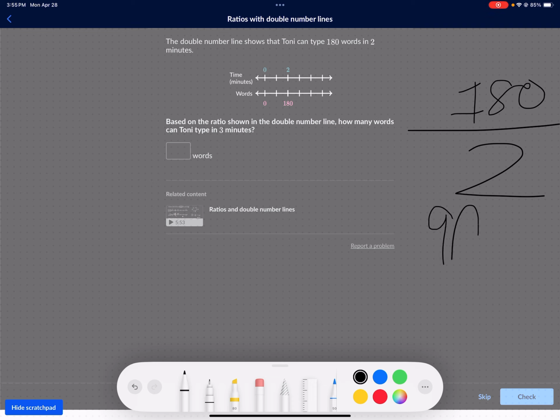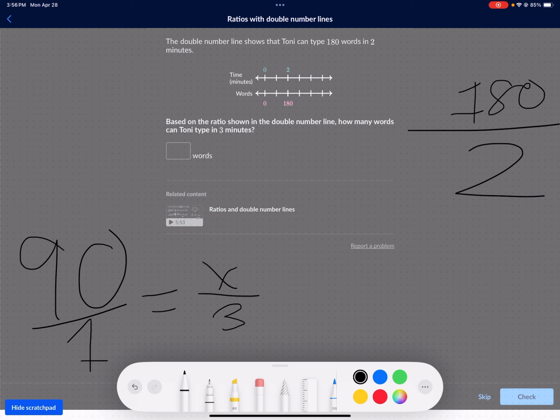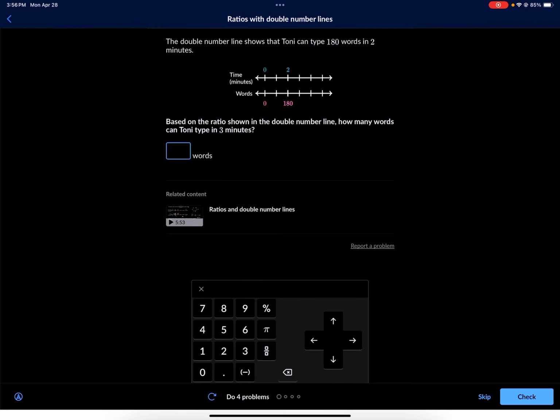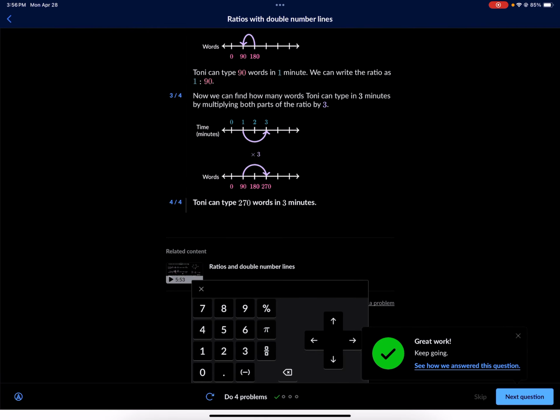90. This number is very, very important. What this number means is that we know it's 90 over 1. 90 words per 1 minute. So if we want to find 90 over 1 is equal to x over 3, then 1 times x is 1x, or just x. And then what's 90 times 3? 270. So that's our answer, 270 words. So we just multiply by 3, and then we divide by 2 here.